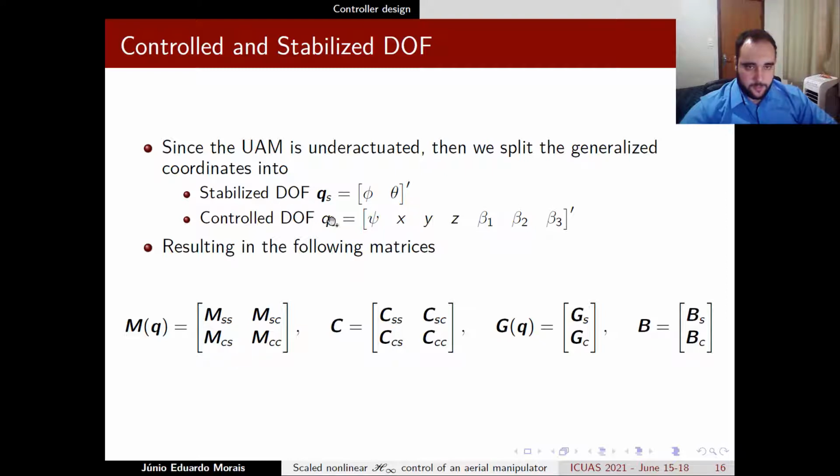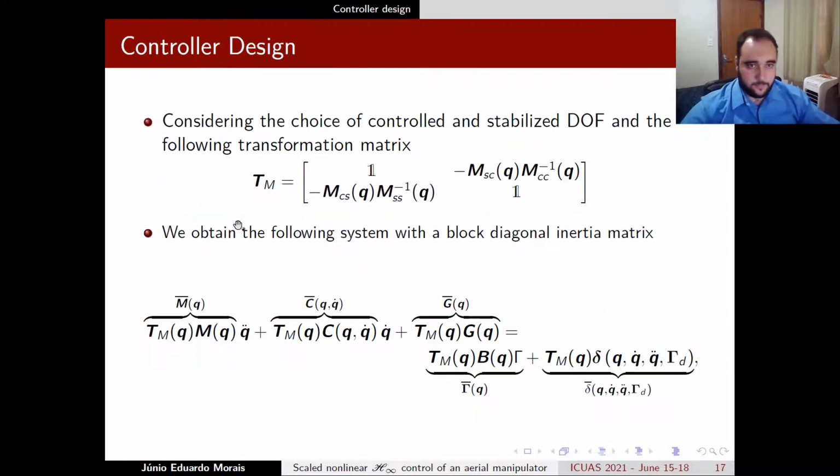By using this choice of the stabilized and controlled degrees of freedom, we separate the matrices of the system into blocks, and we use S and C to represent stabilized and controlled ones here.